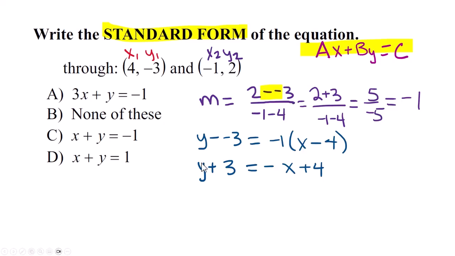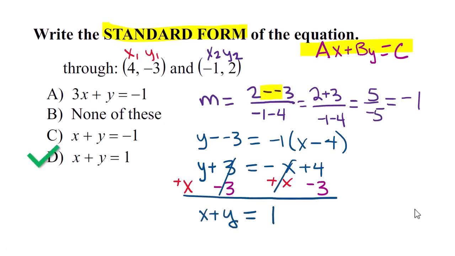This is not in standard form. I need to add the x to both sides, and I need to subtract the 3 from both sides. I'll do both of those in one line to save space on my slide. So we end up with x plus y equals 1, and that is answer D.